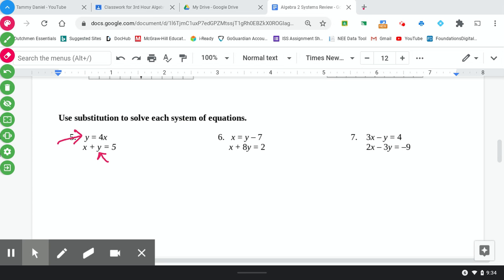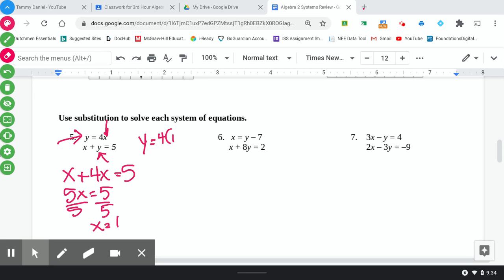So let's do that. Put x plus 4x equals 5. So x plus 4x is 5x equals 5. We divide both sides by 5, and we get x is 1. So now I can take this x is 1 and plug it in for x in the first equation. So we would have y equals 4 times 1 instead of x. So y is 4, right? So x is 1, y is 4. So there's our answers right there, 1, 4.